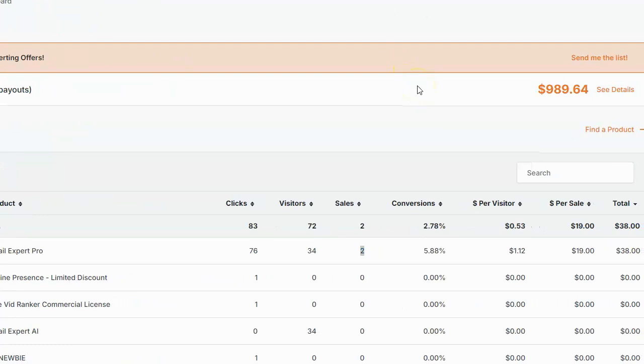Now, $38, let's be honest, isn't life-changing money. However, it's only been 3 hours, and what's super cool to think of is the fact that Auto Affiliate is sold for $37. So that means if I was a customer that had actually bought Auto Affiliate, I would have made my money back for that investment in just 3 hours. Now that is some pretty awesome results.